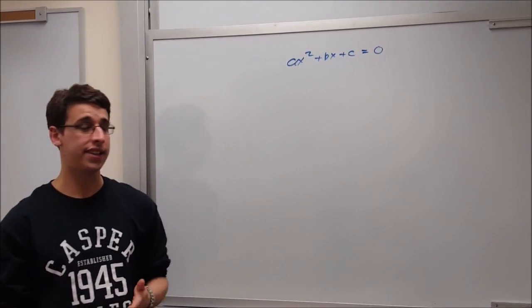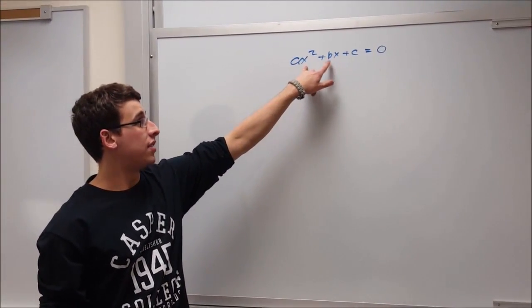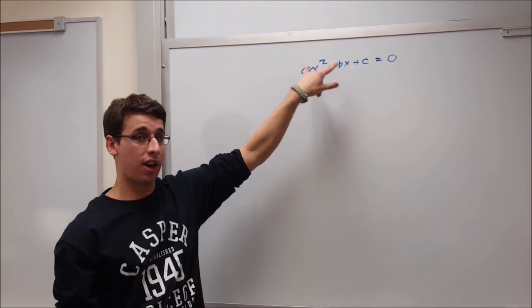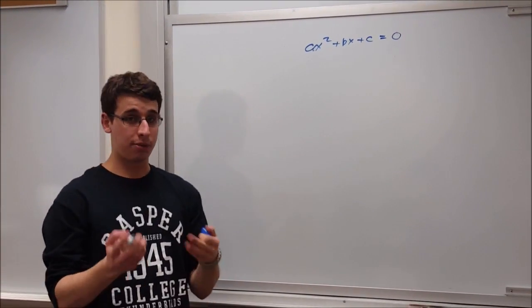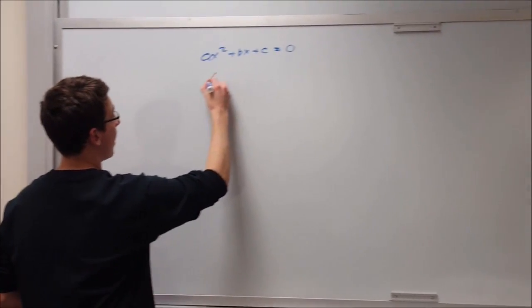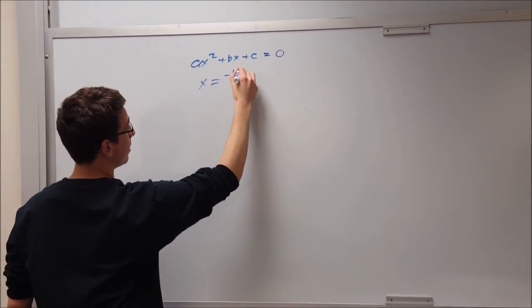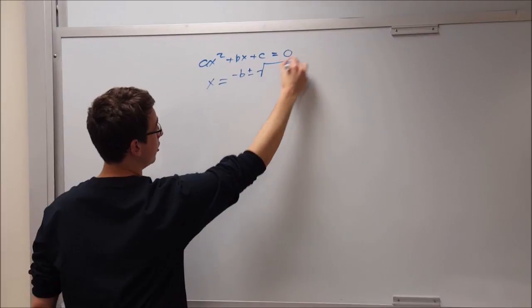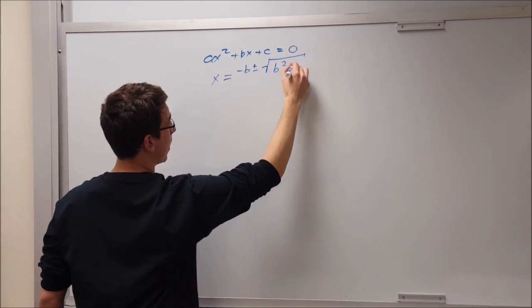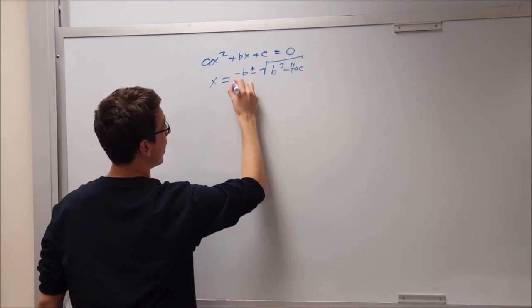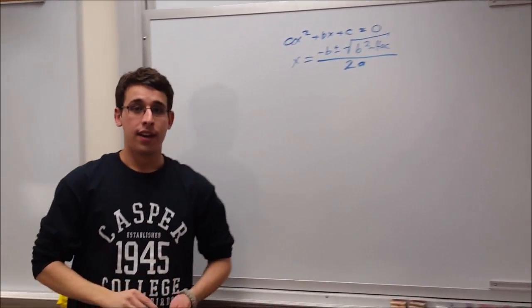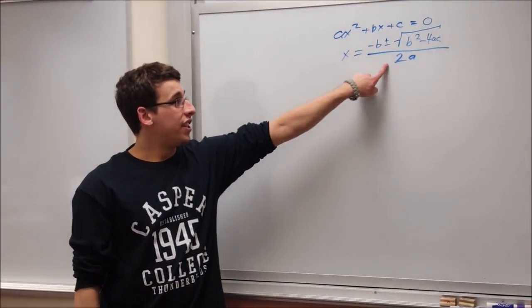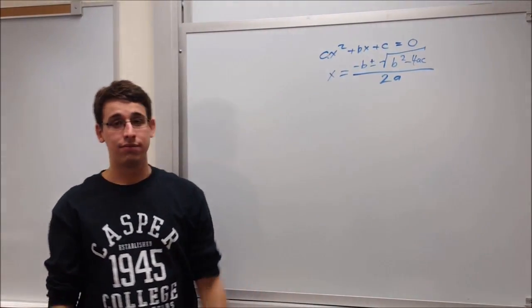The idea here is we have solutions in which we can plug in a number x such that this equation is equal to 0. And those solutions will eventually take the form of x equals negative b plus or minus the square root of b squared minus 4ac, all divided by 2a. Our goal today is to derive this formula from this equation.